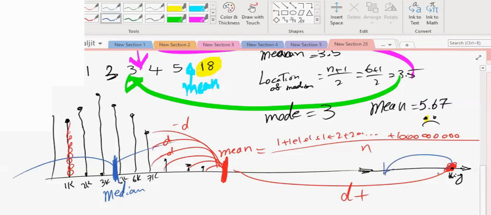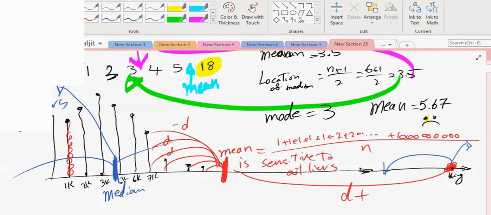Still, the king is one of those people on the right side. If the income of the king goes up, does the median change? No, because he is still just one of the things that we count on the right side. So the median, I write it down, and I want you to understand that. The median is insensitive to outliers, while the mean is sensitive to outliers.